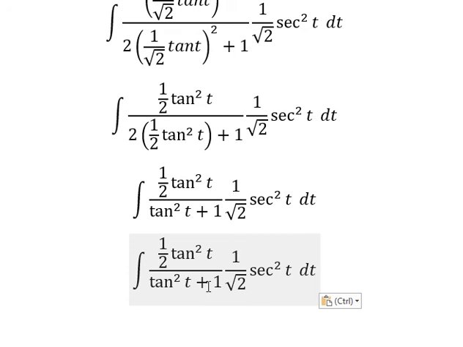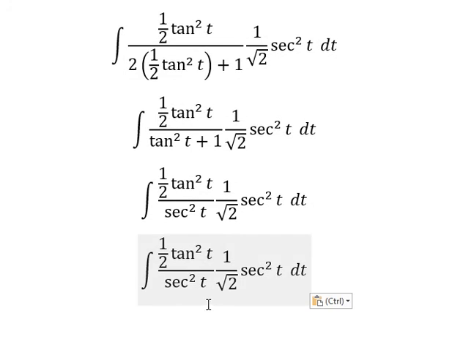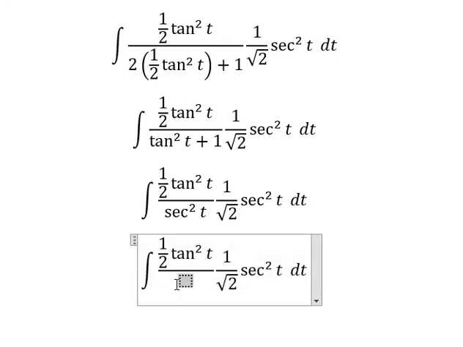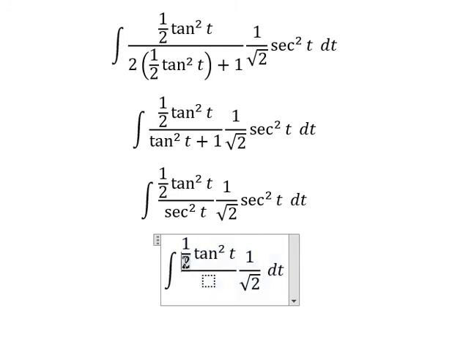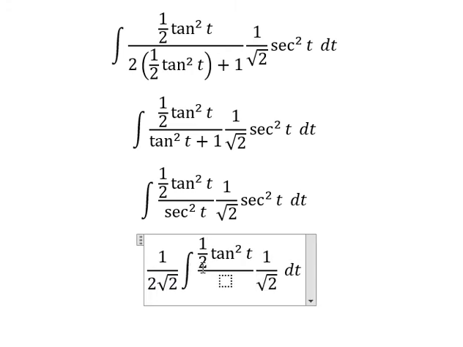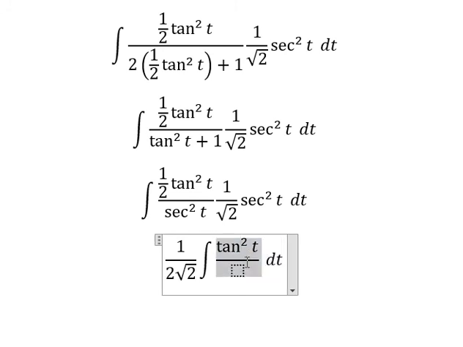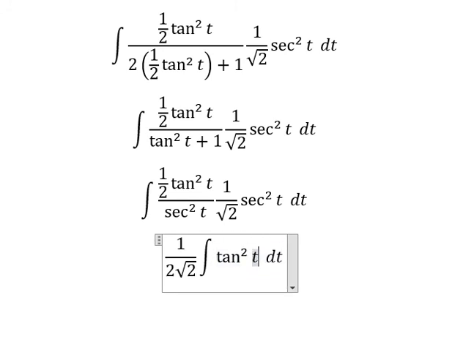1 plus tan t squared, we change to secant of t squared. Secant of t squared, secant of t squared, we simplify. The 2 and the square root of 2 we can put outside in here. So we just have only tan t squared in here.